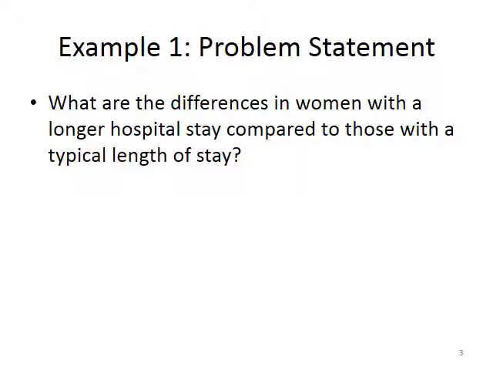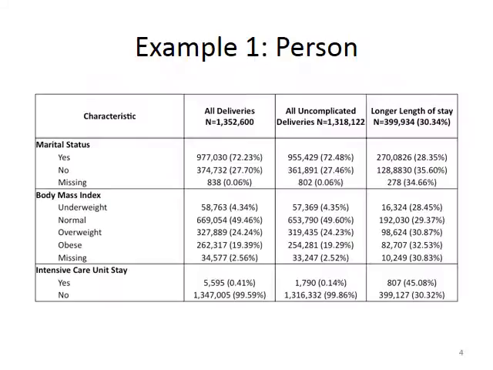There are two delivery types: vaginal delivery, where mothers and babies are released within 1 to 2 days, and C-sections, where mothers and babies are released home between 2 and 4 days. In the next 3 slides, we'll identify person, place, and time for maternal length of stay.